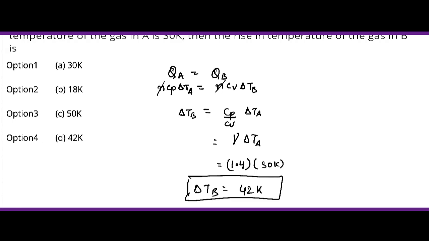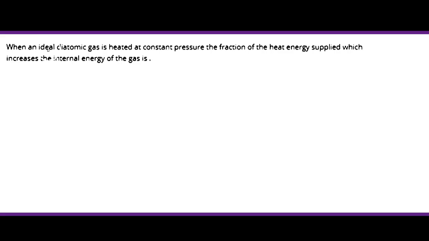Thank you. Hey guys, the question is, when an ideal diatomic gas is heated at constant pressure, the fraction of heat energy supplied which increases the internal energy of gases. तो इसमें हमसे पूछा गया है कि डायटोमिक गैस को हम कांस्टेंट प्रेशर पे हीट करते हैं, सो वी नीड टू फाइंड द फ्रैक्शन ऑफ हीट एनर्जी सप्लाइड जो कि उसका इंटरनल एनर्जी बढ़ा देती है. सो प्रोसीड करते हैं.